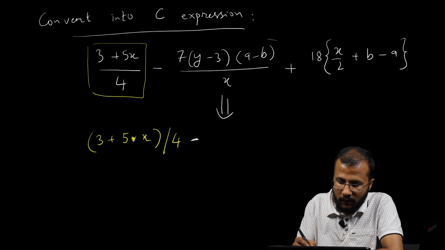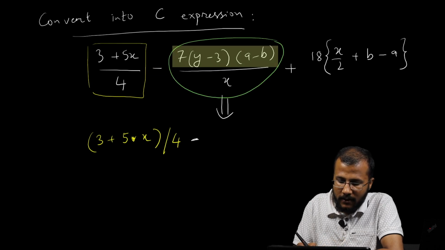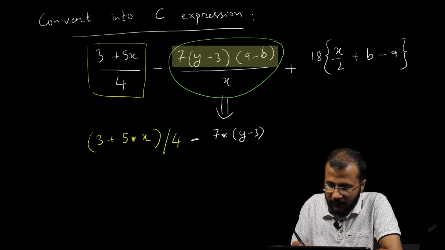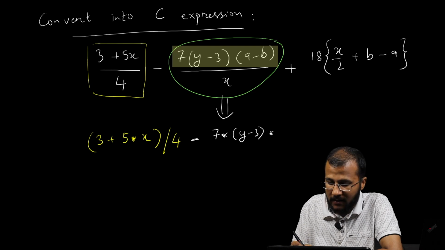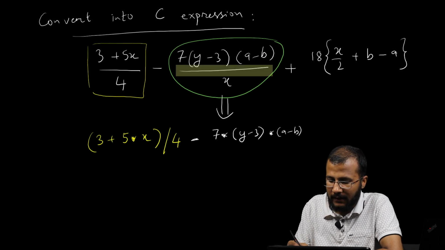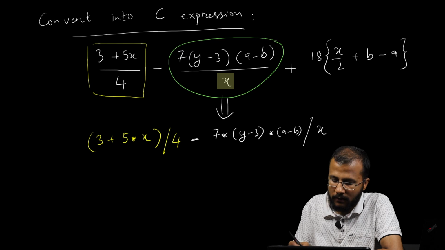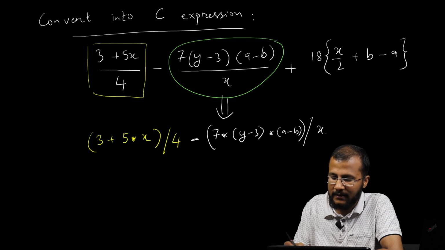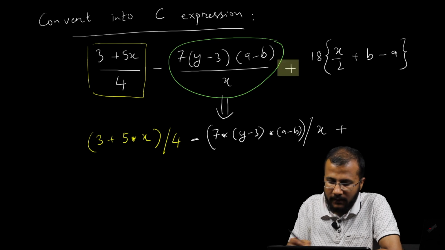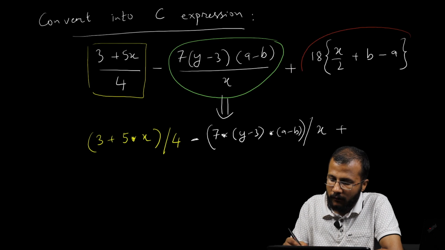Now let's try to convert this term. This is 7 times, so this is multiplication. I have to write times, open the bracket, y minus 3, that's okay. Then again here I have to write multiplication. In math it is understood that this is multiplication, but here I have to specify the symbol, that is asterisk, a minus b, and this entire thing is divided by x. So I can simply write divide by x, or to be safer I can also write this entire thing is divided by x. That's okay, there's no problem. Okay, and then I copy this plus here.